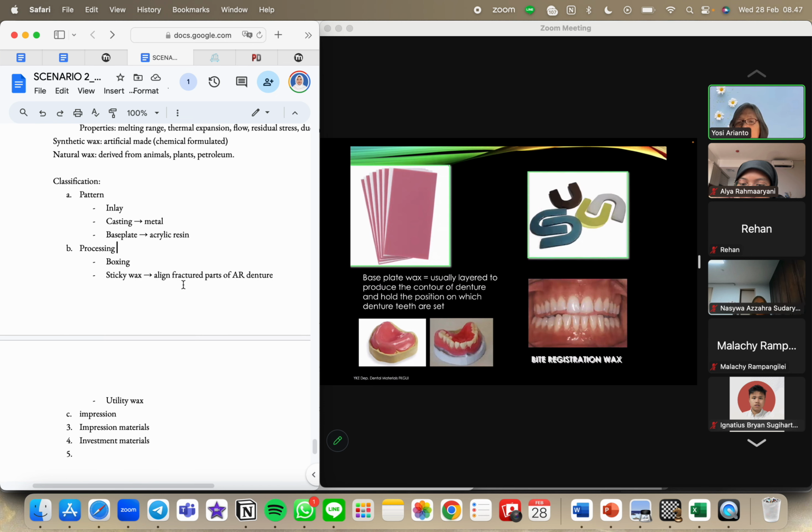Next is the bite registration wax. The shape is like our occlusion, so we put this wax in the mouth, on the occlusal of the teeth, and then we just bite this wax, so that we know the occlusion of the upper and lower teeth of your jaw.